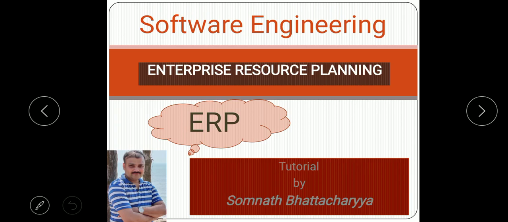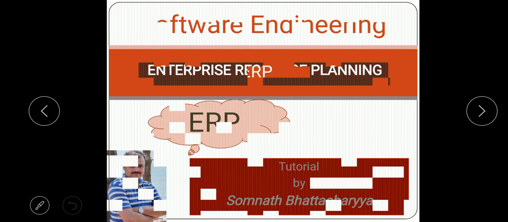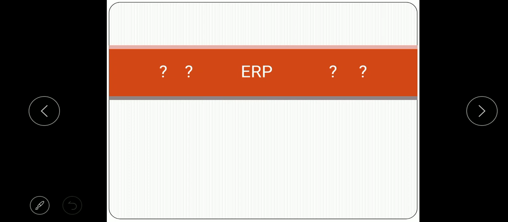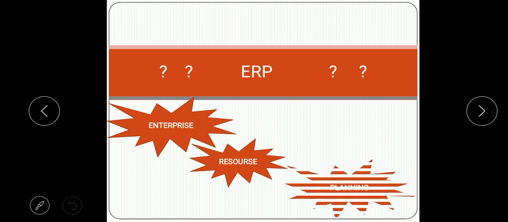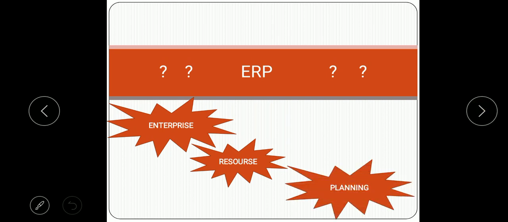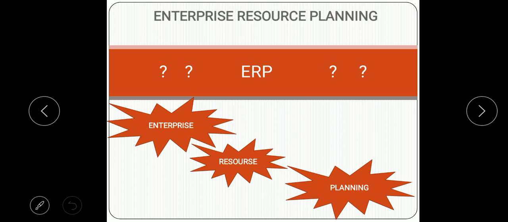Hello everyone. Here in this tutorial I am going to discuss one very important topic of software engineering, that is ERP. Now coming to the question, what is ERP? If we elaborate, we'll get E stands for enterprise, R stands for resource, and P stands for planning. So, as a whole, we'll get enterprise resource planning, and that is ERP. And this one is the topic of discussion today.